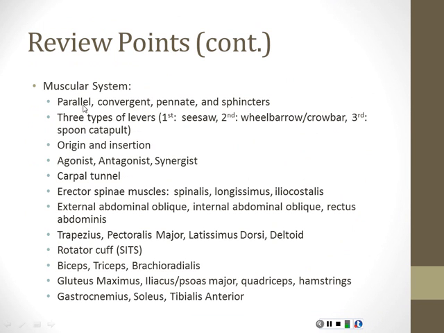Parallel is the most common. Convergent is probably the most flexible, in other words, the most motions that can be made. And then pennate are the strongest. So they each have those differences.